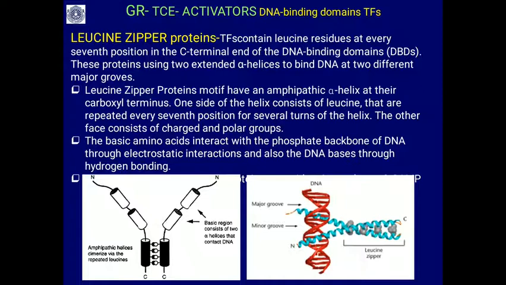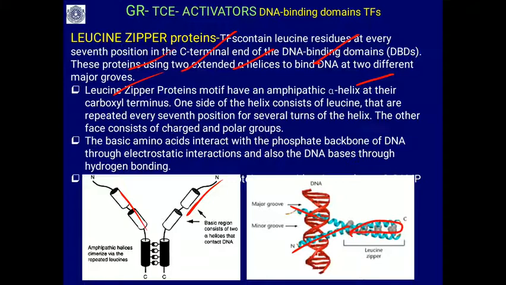The last one is the leucine zipper protein. These transcription factors have leucine residues. Leucine is an amino acid residue at the 7th position of the C terminal of the DNA binding domain. These proteins use two extended alpha helices, and they bind with the DNA at two different major grooves. You can see here one alpha helix to this groove, and another to this.